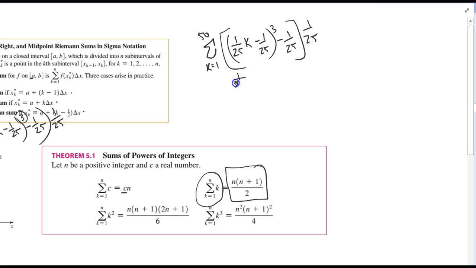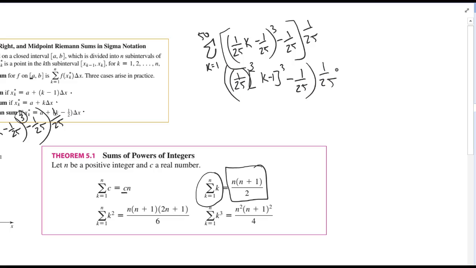Just doing some algebra, I'm going to pull out a 1 over 25, so I'm going to have my k minus 1 cubed. When I pull out a 1 over 25, I also have to pull out the 1 over 25 cubed. So everything's legit. Minus 1 over 25 times 21 over 25. So there's a lot of things going on here.